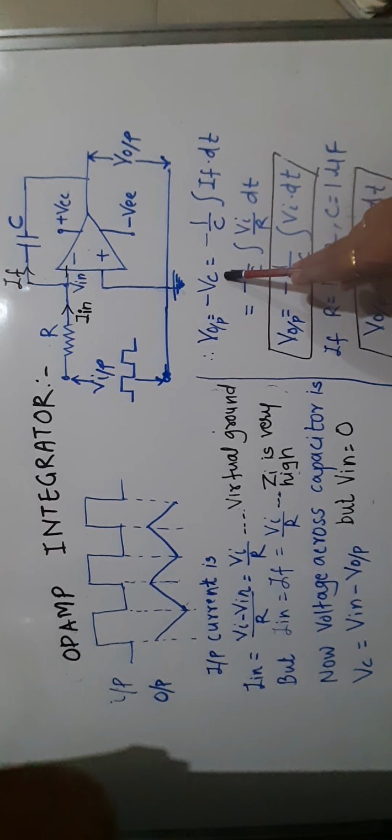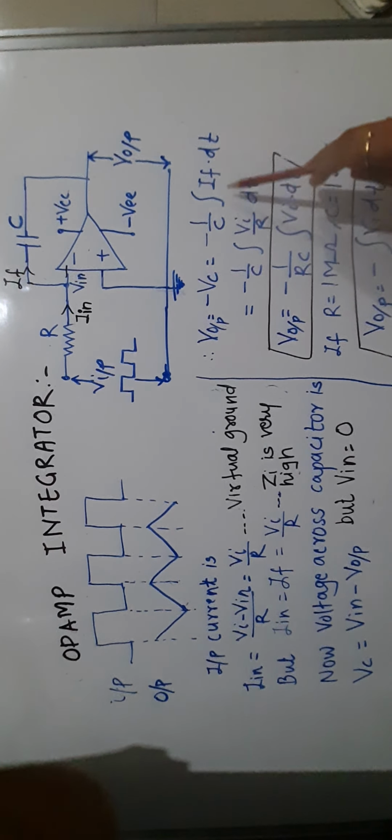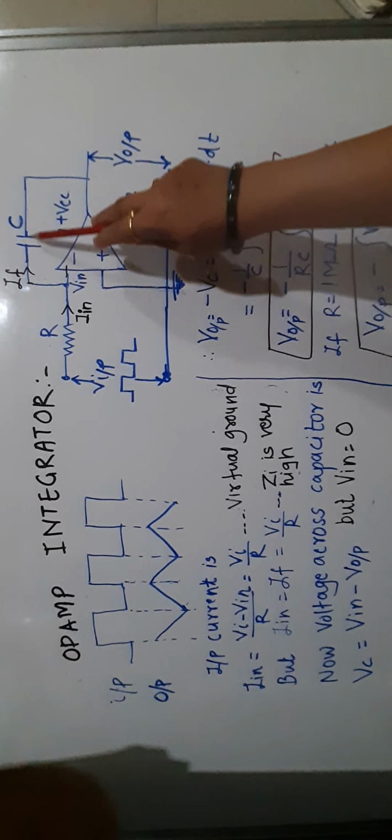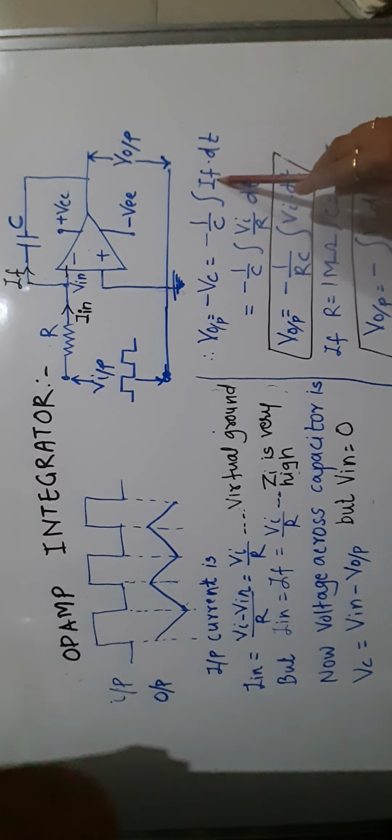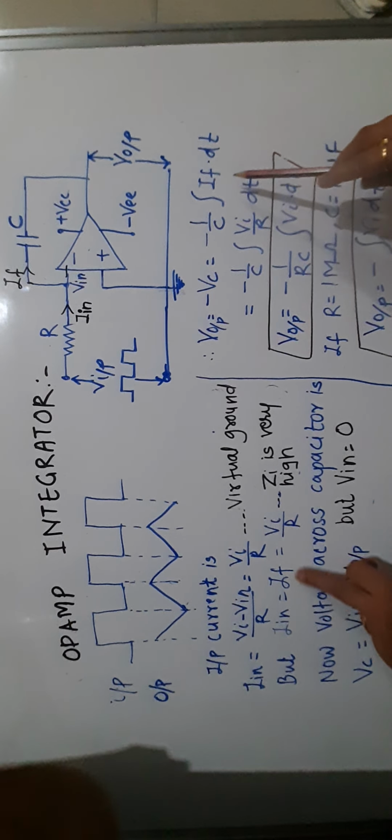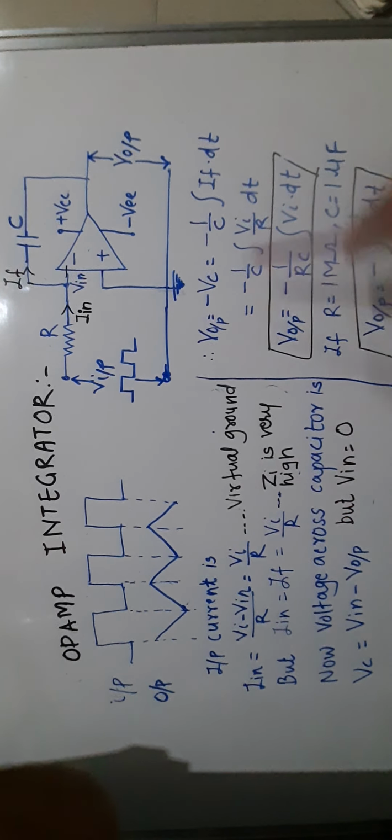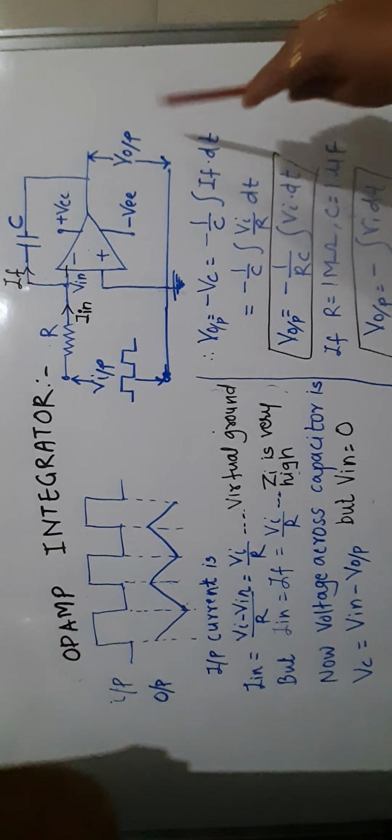And what is the equation for the voltage across the capacitor? The voltage across the capacitor is given by 1 upon C times the integration of IF dt. IF is the current flowing through the capacitor. But IF equals I-in, which is nothing but Vi upon R. So we replace IF by Vi upon R. Now R is constant, so let's take it out of the integration. So we can write Vout equal to minus 1 upon RC times the integration of Vi dt. This is the equation for the output voltage we get at the output of the integrator.